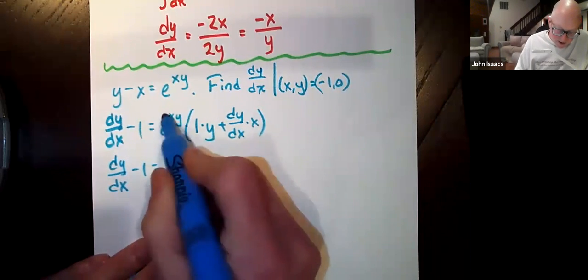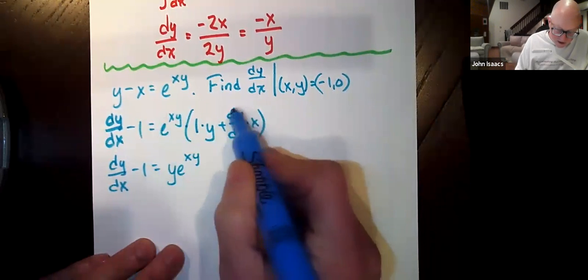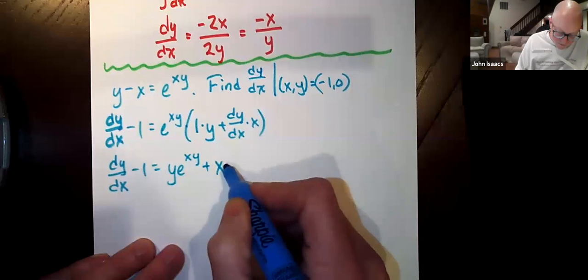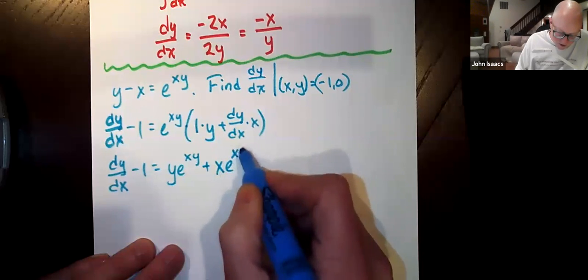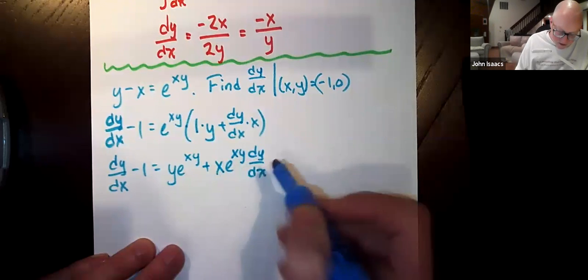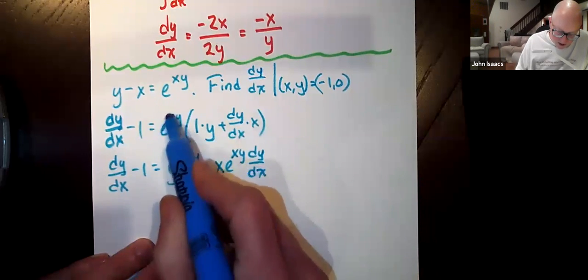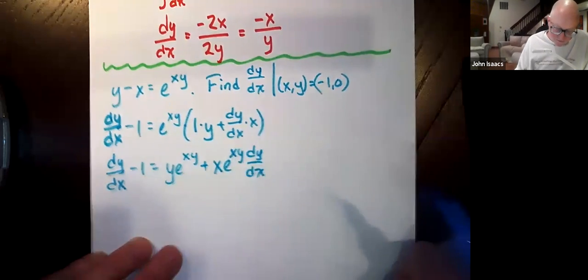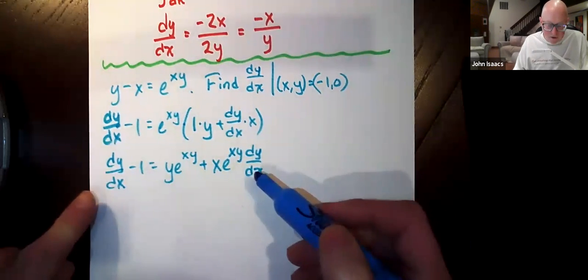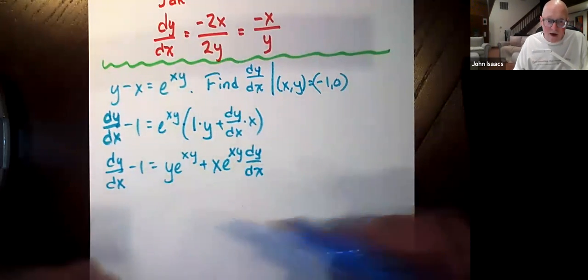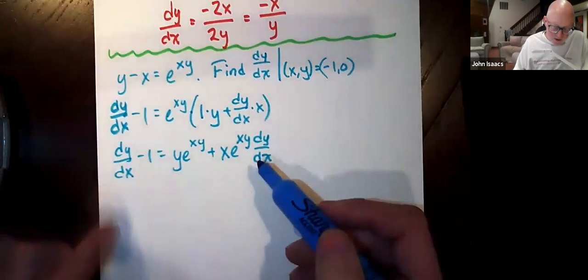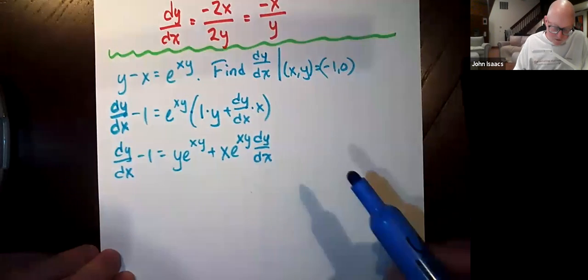And then e to the xy times x dy/dx is, let's see, I'm going to write it this way, x e^(xy) dy/dx. So x times e to the xy times dy/dx. All right. Now, if I want to get dy/dx by itself, I'm going to get those two terms on the same side and factor out anything else. So let's bring dy/dx over here and get everything else over there.